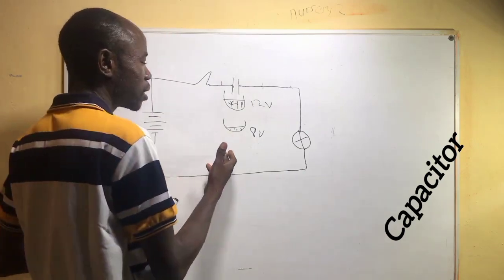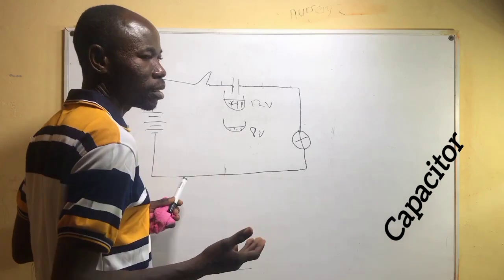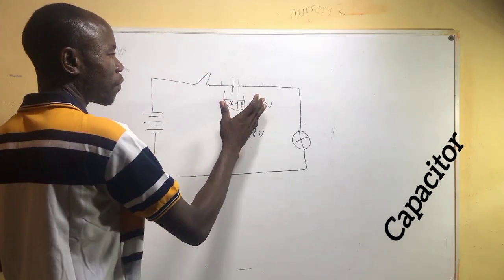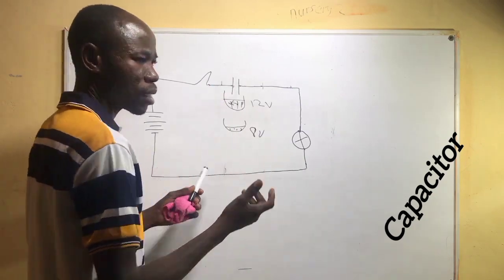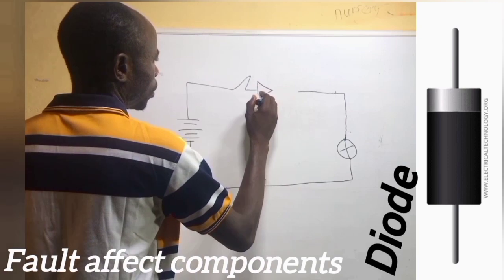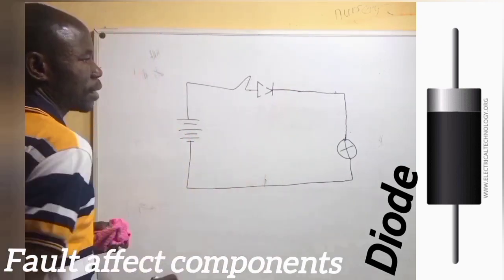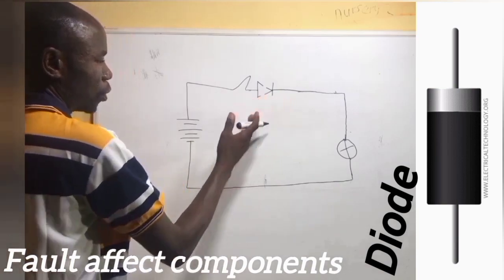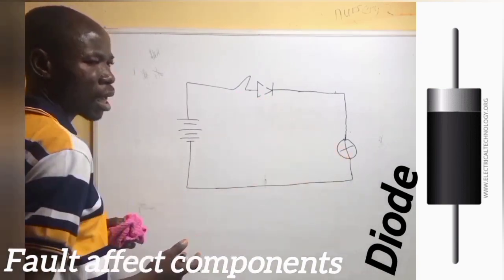When it loses its capacity, its ability to store electric charge, then it means it's faulty. So the faults that affect a capacitor are open circuit, short circuit, and leakage. The diode can be open circuit, like a resistor. It can be open circuit like this so that the current cannot flow. It will be like a switch. In the open circuit, you will not have any output.